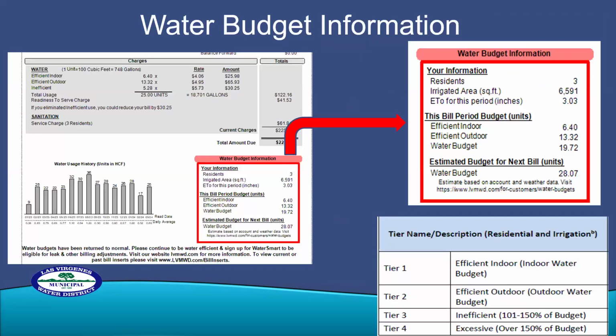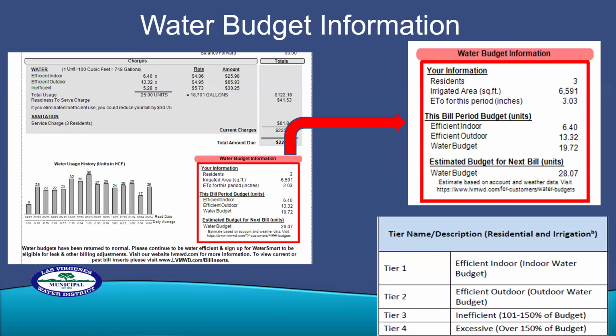So this is just an example I wanted to show of what the water budget looks like on our bill for the customer. And what we did during the drought was we found a lot of people weren't able to find their budget. So we highlighted it in red so they'd easily be able to see it the minute they open their bill. And this shows them how many residents they have, the irrigated area that they're getting credit for, and then the ETo for that month period.